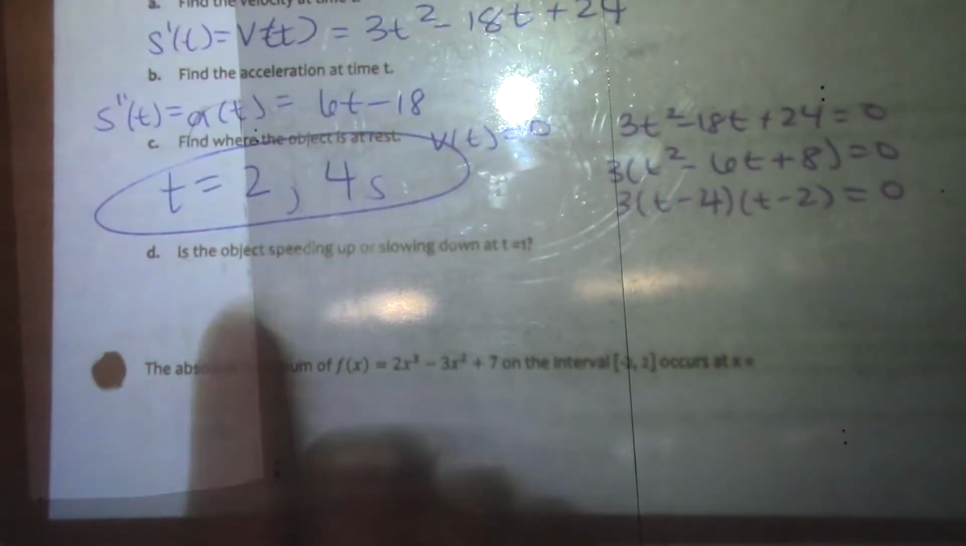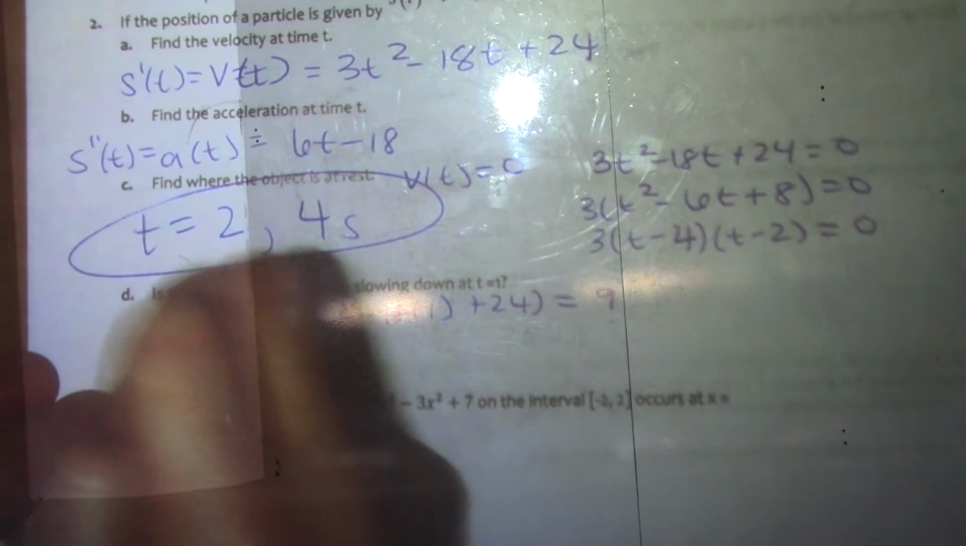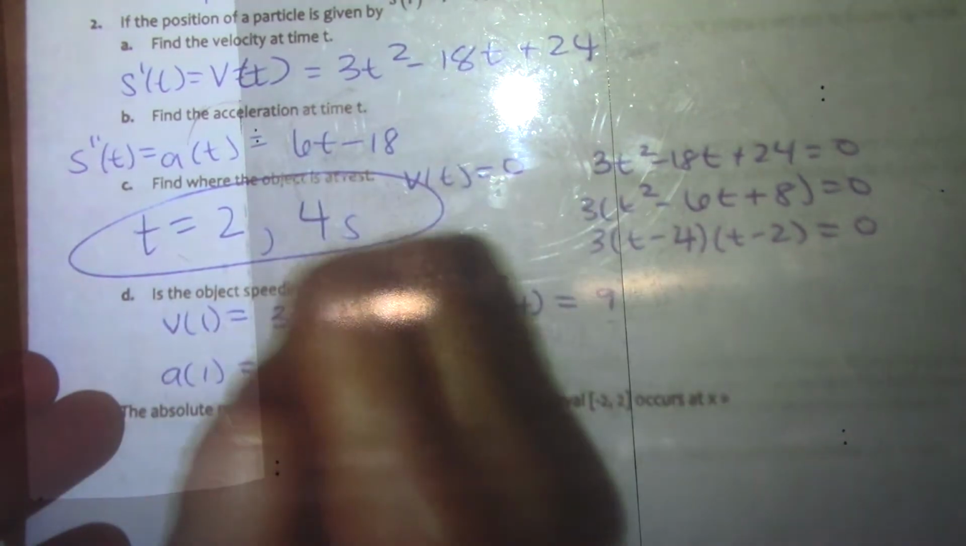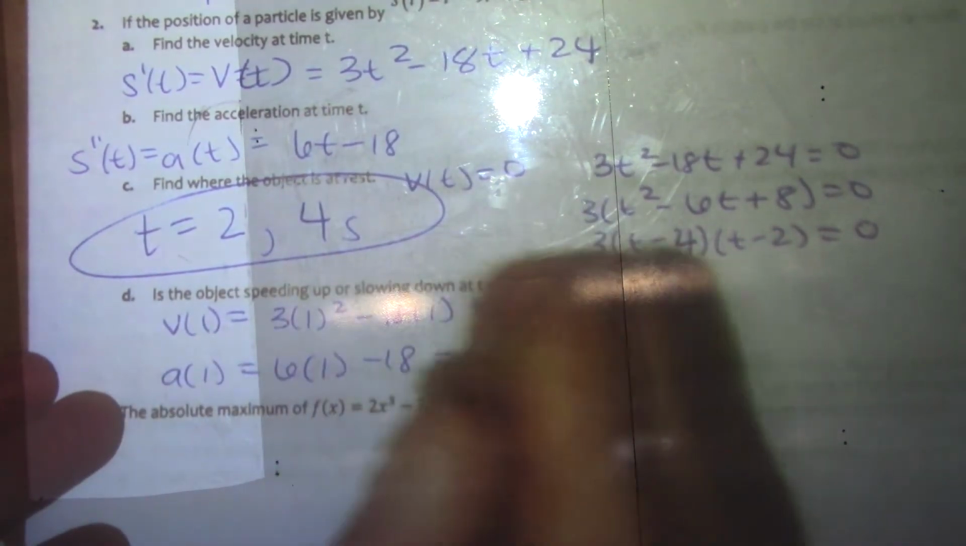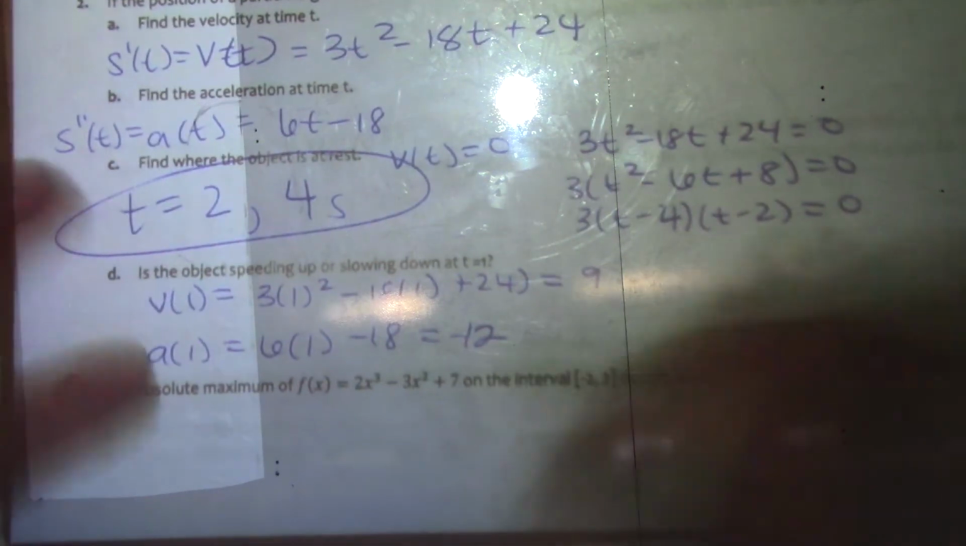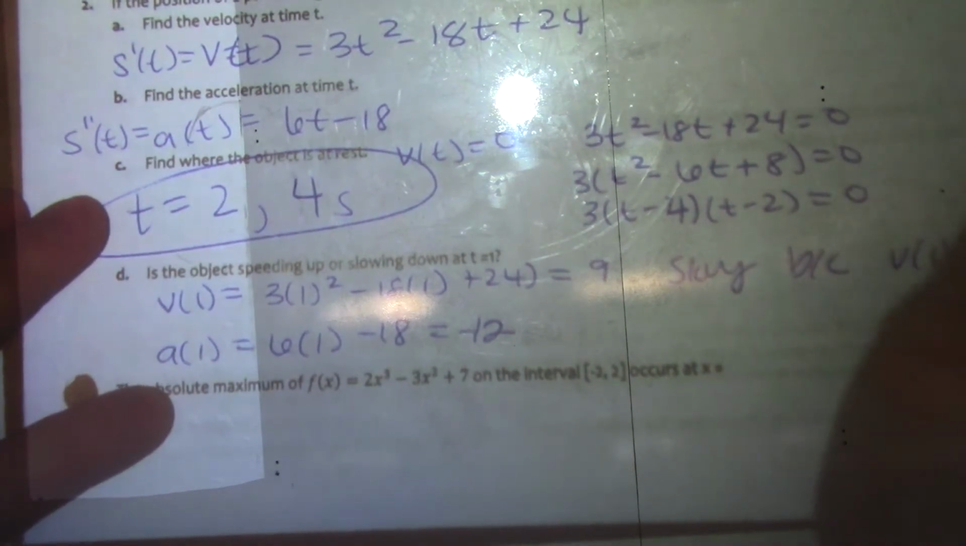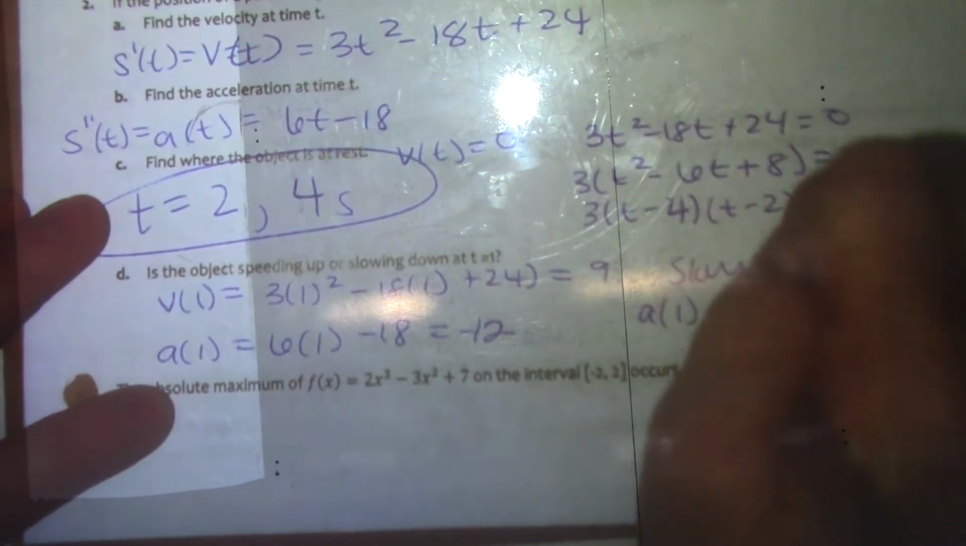Is the object speeding up or slowing down at t equals 1? So first of all, find the velocity at 1. Velocity at 1 is 3 minus 18 plus 24, which gives me 9. Acceleration at 1 is 6 times 1 minus 18, which is -12. So that means that it's slowing because the v of 1 and a of 1 are on opposite sides.